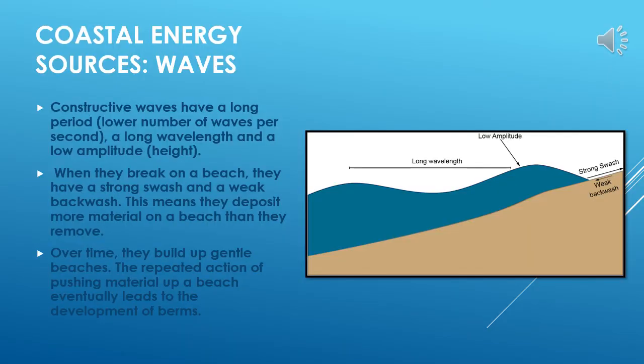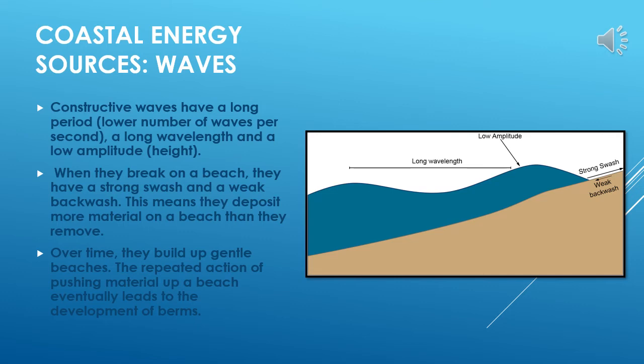So going on to constructive waves now, these waves are much flatter, they're much further apart, and they're much lower. Okay, so they've got what we call a longer wavelength. The wavelength, remember, is the distance between two waves, so the waves are much more spread out. They're lower, so they haven't got as much energy, and that means they're going to often deposit material.